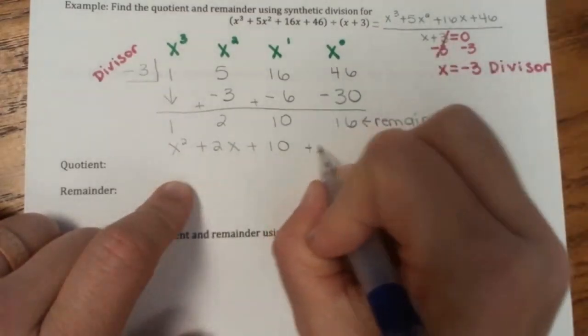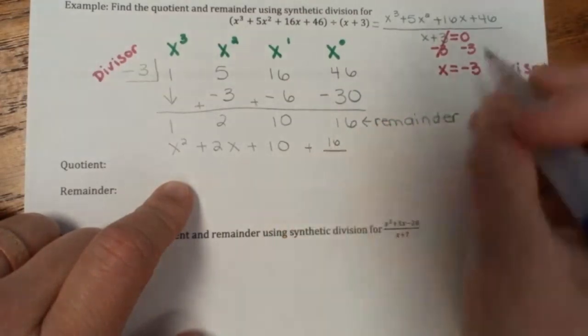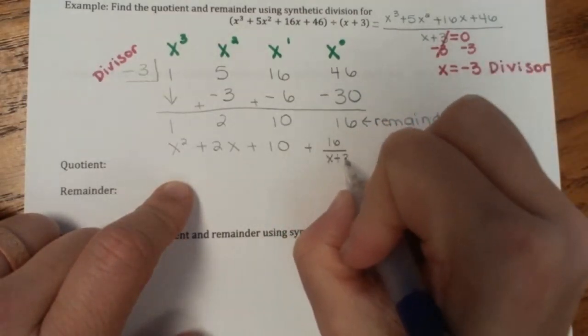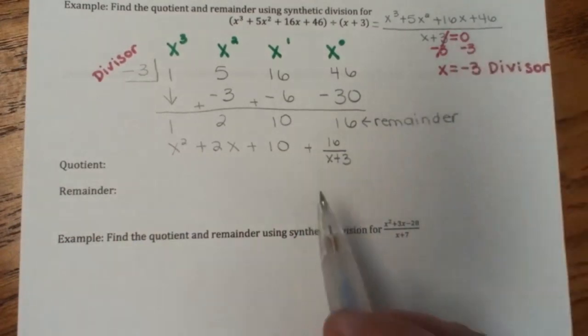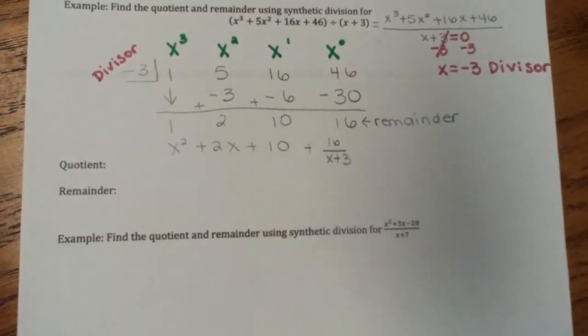And then our remainder would be plus 16 over our divisor, which is x plus 3. So only the remainder is over x plus 3. Everything else has x plus 3 already divided into it. And this is our answer.